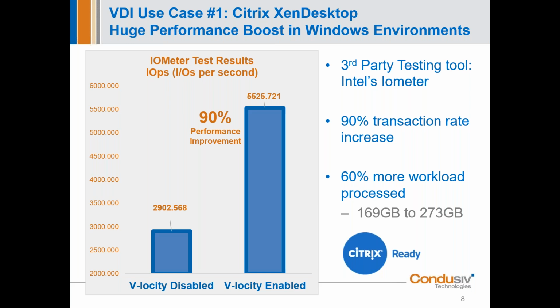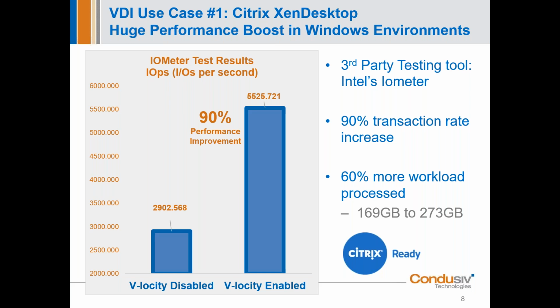But for the Citrix Ready application, we used iometer benchmarks from Intel running on Windows 10 using Citrix XenDesktop, both with and without Velocity in the image running on it. And with Velocity, transaction rates increased by over 90%. So for example, in one test case, IOPS increased from 2,900 to more than 5,500 IOs per second.